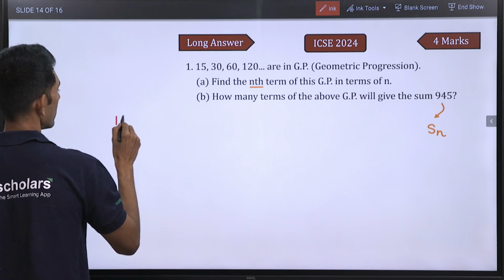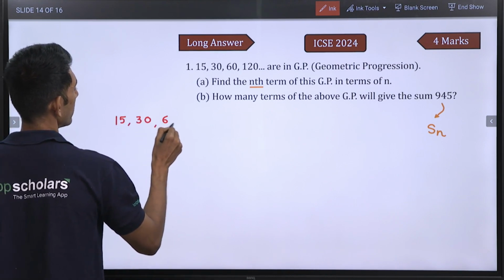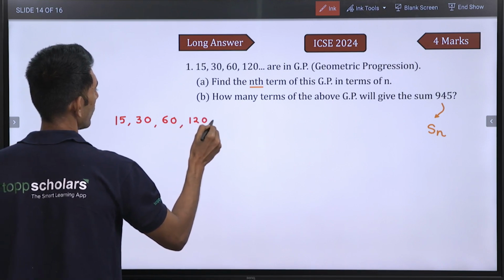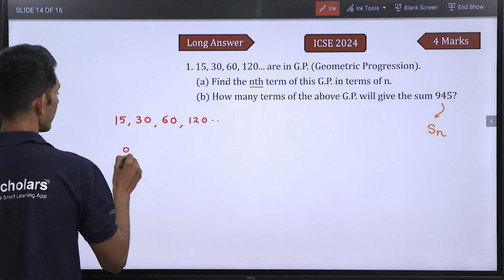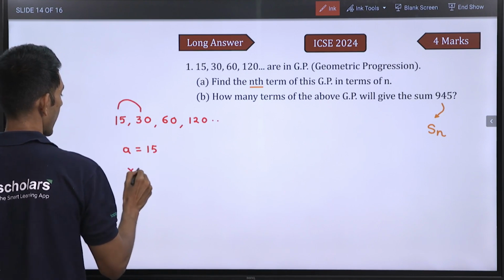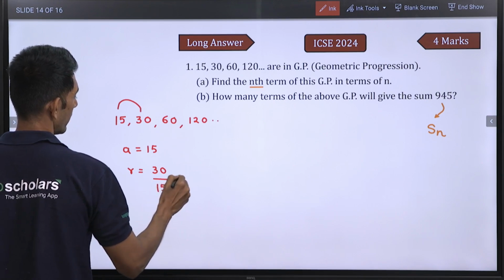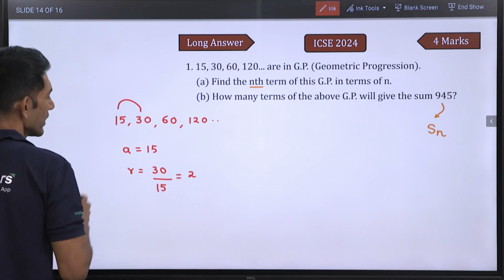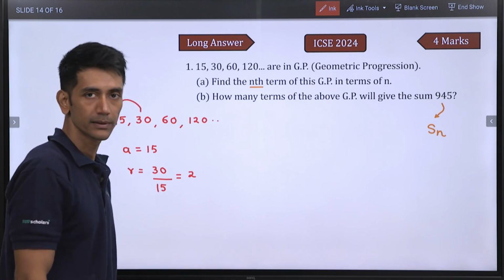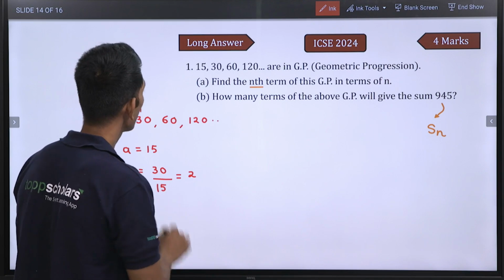What is the GP? The GP is 15, 30, 60, 120, right? So here A is how much? A is 15. The common ratio R is 30 divided by 15, which is 2. A is 15, R is 2. Correct?